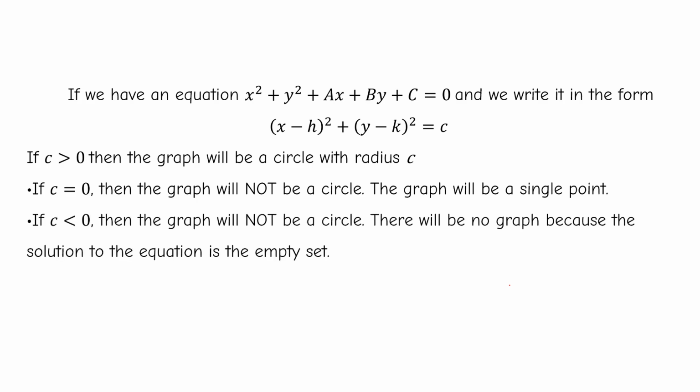If c, that number on the right side of the equation, turns out to be negative, then this is not a circle. In fact, there are no solutions to this equation because you've got something squared plus something squared equal to a negative number, which never happens because perfect squares are always positive. So this would have a solution of the empty set.